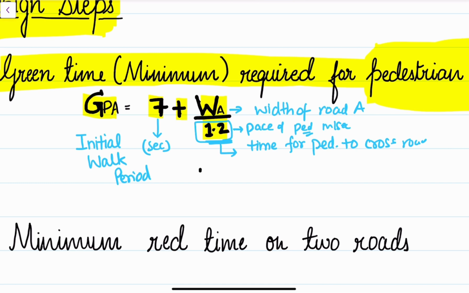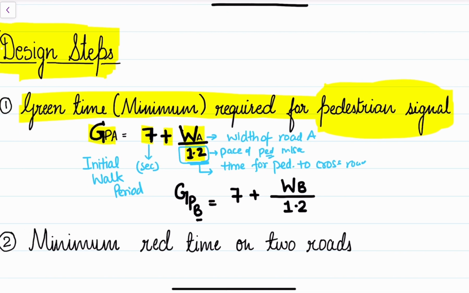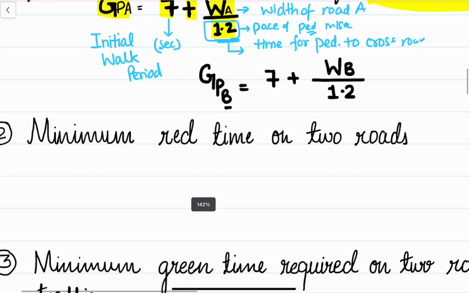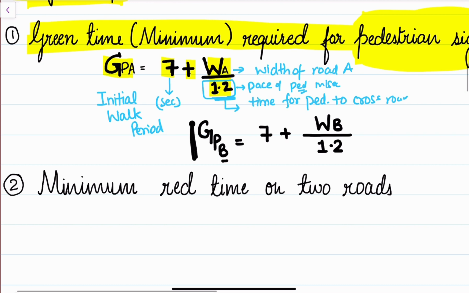In a similar fashion, the green time for the pedestrian at road B will be equal to 7 plus the width of road B divided by 1.2. So this is step number 1. We have to find the green time required for the pedestrian signal. Then the second step is to find the minimum red time for the two roads. This green time is in terms of pedestrians. Now taking this green time as our base, we are going to calculate for the vehicle.